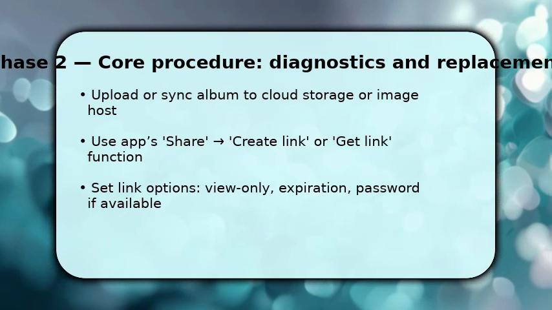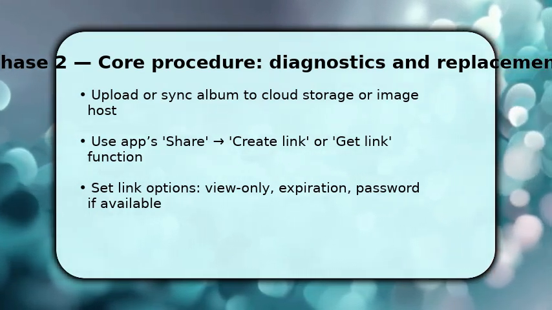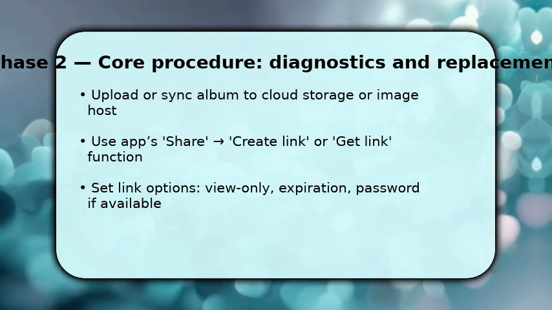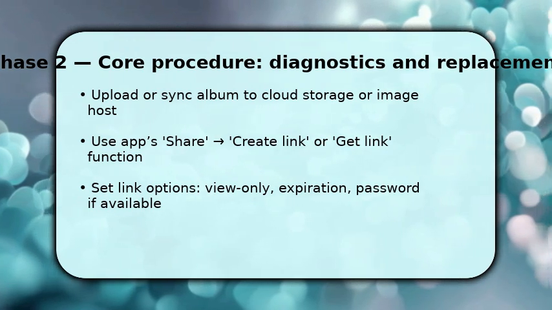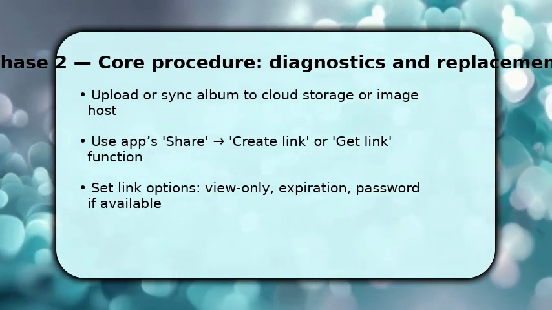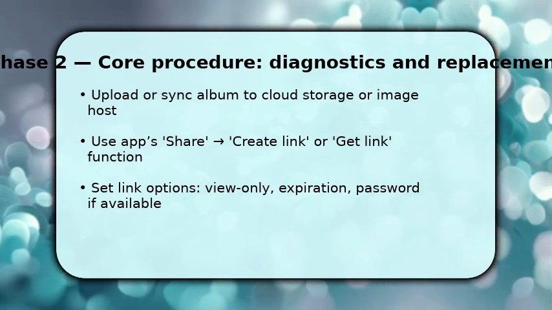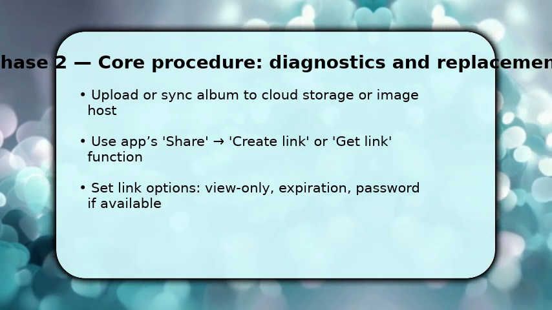Now upload the album to your chosen host. Tap Upload or Sync and watch progress until all files show complete. Next, select the album and choose Share, then Create Link. Most apps label it Get Link or Copy Link. Make intentional choices, set view only to avoid edits, add an expiration if temporary, or enable a password for sensitive photos. Once the link is generated, tap Copy.